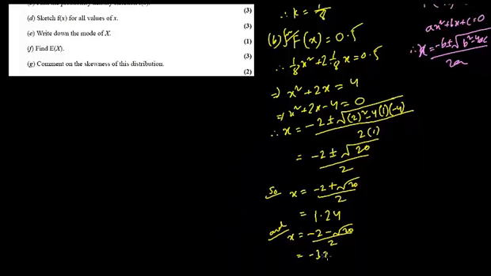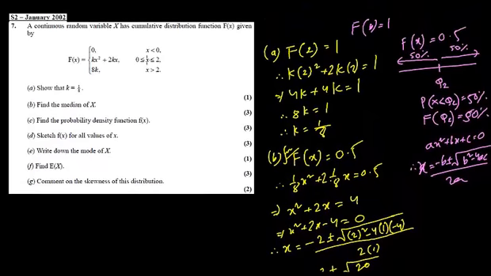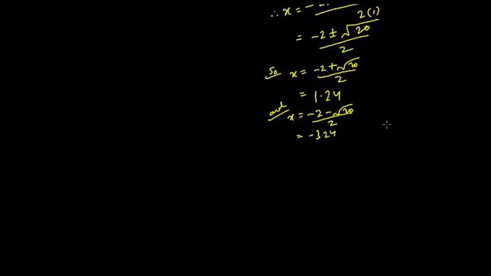Now we have two values of the median. Which one to use? You always have to check with the limit. It's from 0 to 2. So the answer is: median is 1.24.